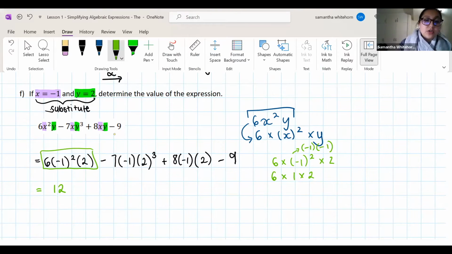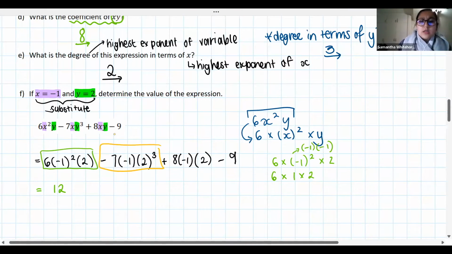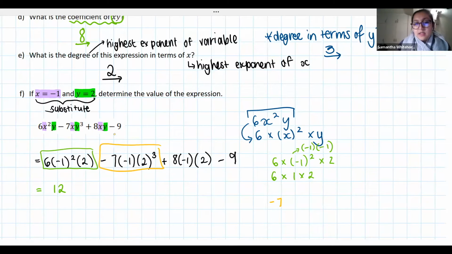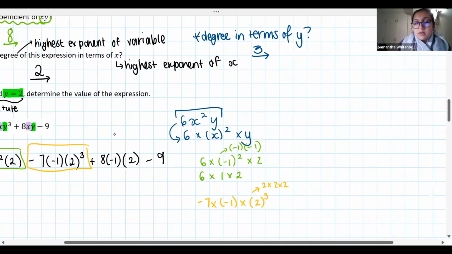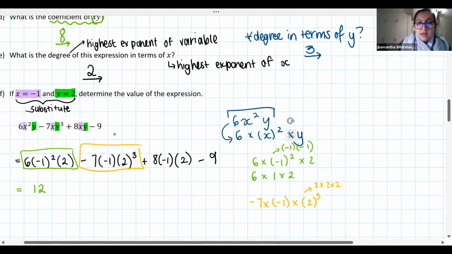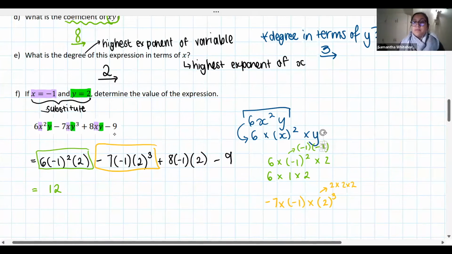So if I now go to term 2, I've got -7 times -1 times 2 cubed. Now 2 cubed, remember, means 2 times 2 times 2. So we've got okay, it's fine. I'm not going to get annoyed. I'm not going to get upset.